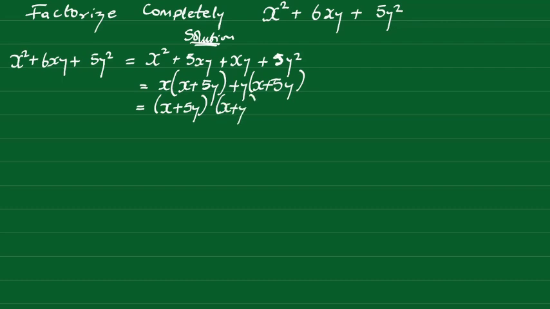Now this ends up giving us bracket open, x plus 5y bracket close, bracket open, x plus y bracket close. Hence our answer to this algebraic expression is bracket open, x plus 5y bracket close, bracket open, x plus y bracket close. Thank you.